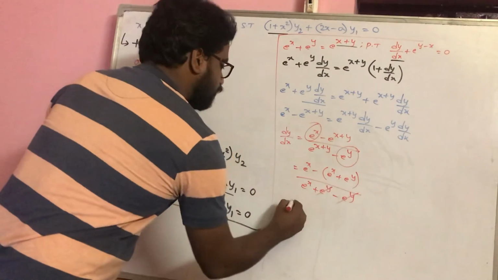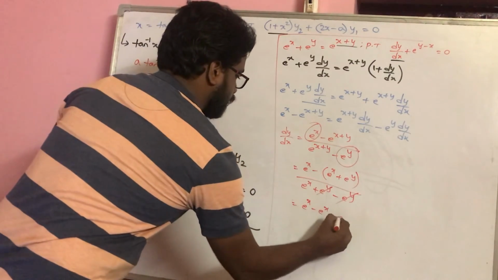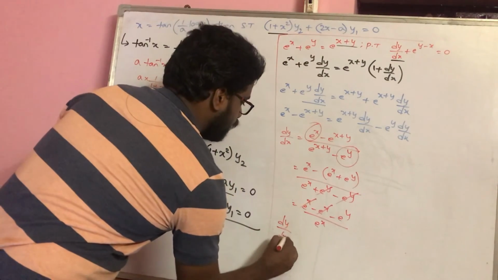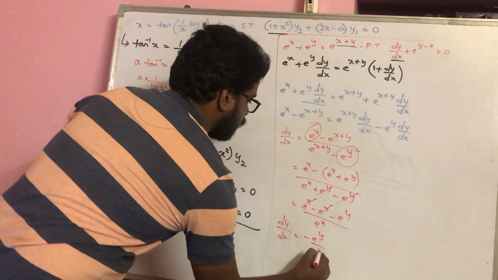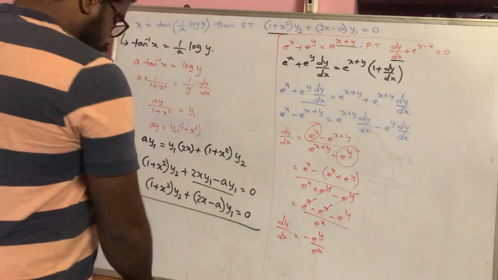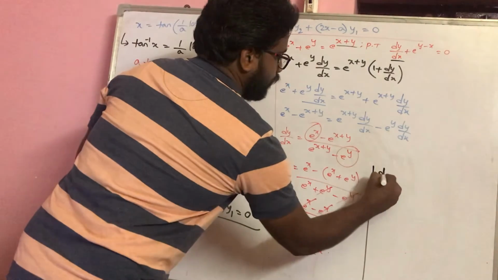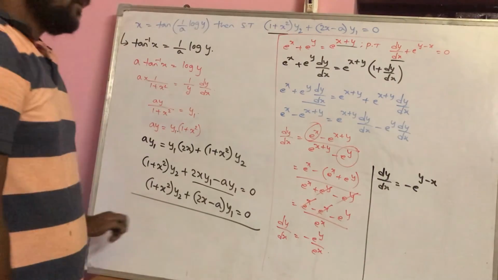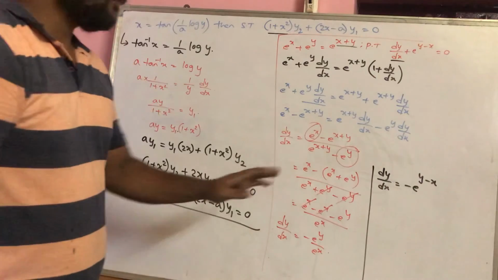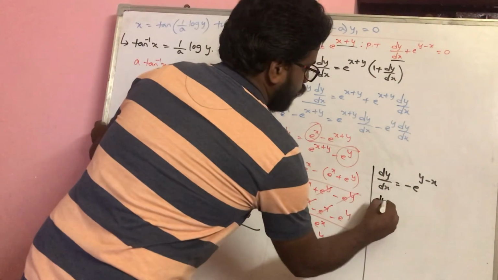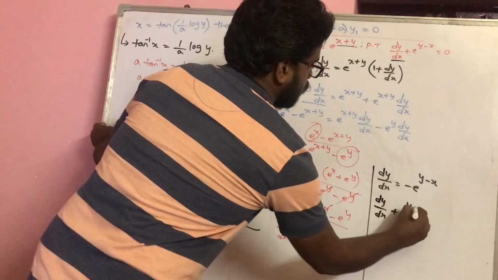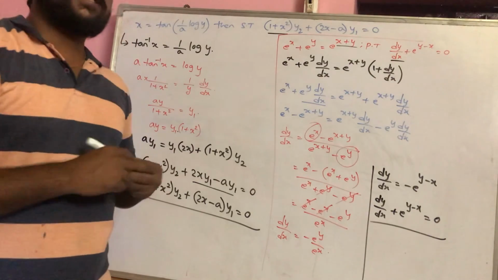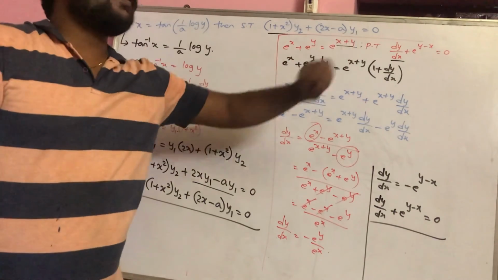So if you do the further simplification, (e^x - e^x - e^y) divided by e^x. So finally you are getting dy/dx = -e^y / e^x. So if you do the last step, you will be getting dy/dx = -e^(y-x). Why? Because a^m / a^n is a^(m-n). So bring this term to the left side, you will be getting dy/dx + e^(y-x) = 0.